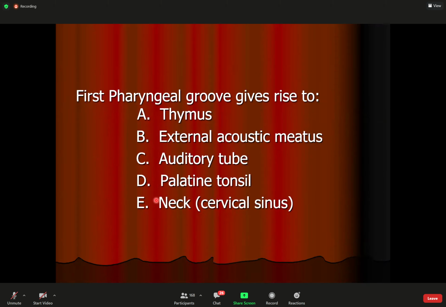Let's see. First pharyngeal groove gives rise to, remember, first pharyngeal groove gives rise to, very good. Many people are answering it. It should be the external acoustic meatus.